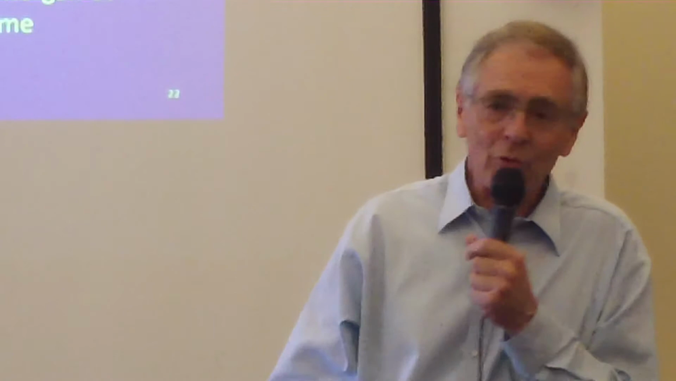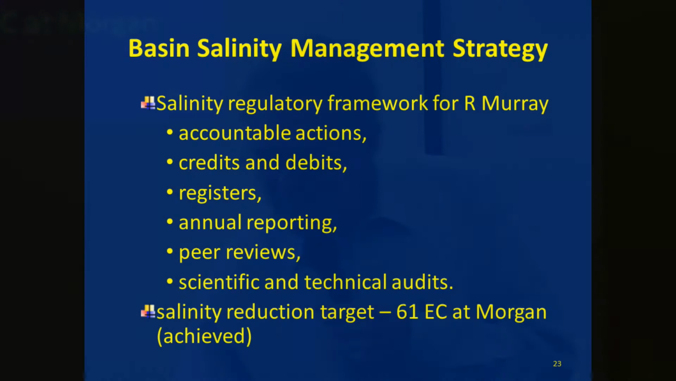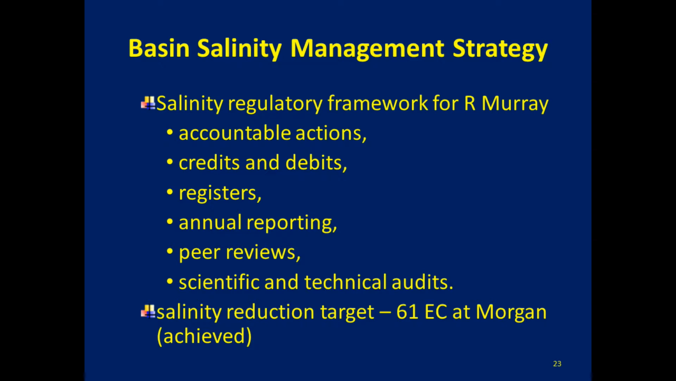And this is the target at the bottom there: maintain the salinity at less than 800 EC units 95% of the time. You can't do that by just looking at a graph. You actually have to model it over an established period using computers. That is how you can get a standard determination of the contribution of salt put in or taken out. So there it is, the salinity regulatory framework, with accountable action. What is now the law is that anyone who will contribute more than a certain amount of salt, one EC unit or more, is accountable.